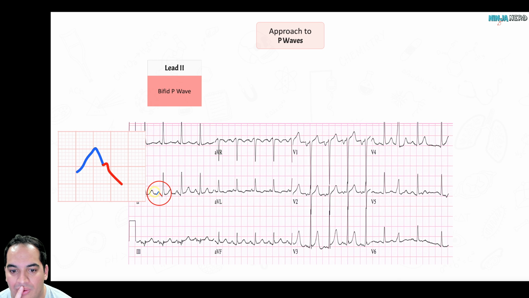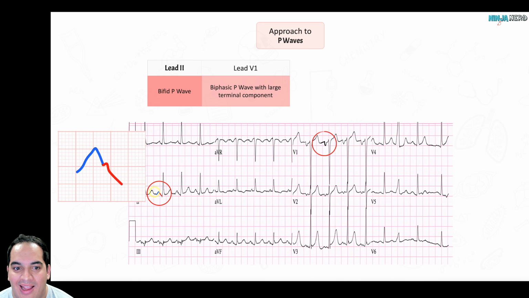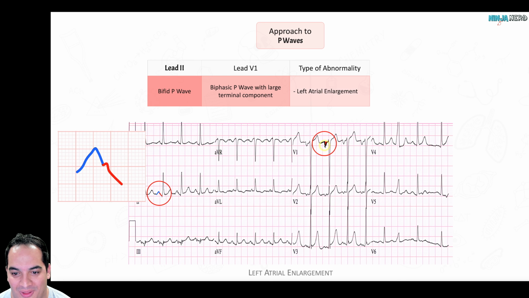So then I've got to confirm that. And I go to lead V1. And when I look at V1, I want to see a biphasic P wave. And if I see the biphasic P wave, and I see here that the terminal component is bigger than this little initial component, if I fill that in there, that's definitely indicative of left atrial enlargement.